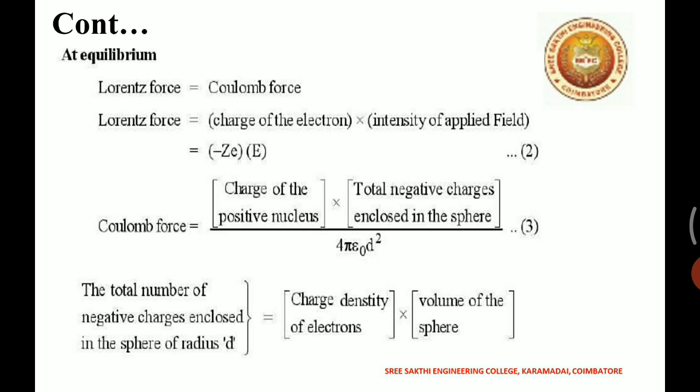So Lorentz force is given by minus Ze E. Second, Coulomb force. Coulomb force is charge into field. Since it is creating an attractive force, here we'll be taking it with a positive sign. So Coulomb force is nothing but charge plus Ze into field. Here the field is taken as the displaced field, that is when it is separated by a distance d.